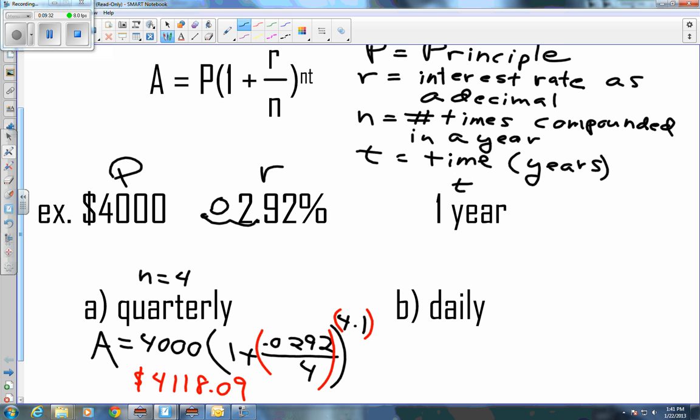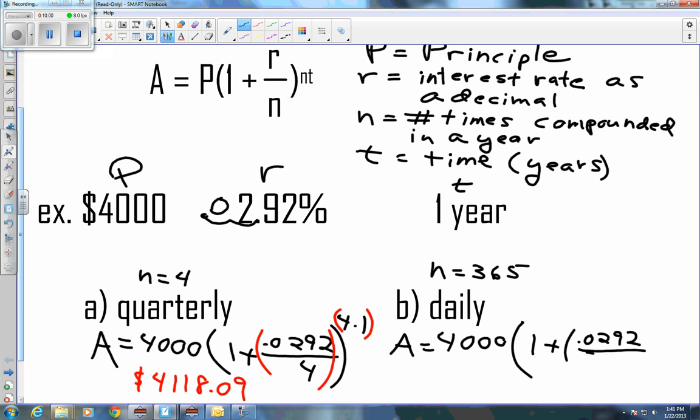We're going to look at daily. If it's daily, what is N going to be equal to? 365. So N equals 365, and you write it out. 4,000 times 1 plus 0.0292 over, now this time my N is 365, raised to the power of 365.